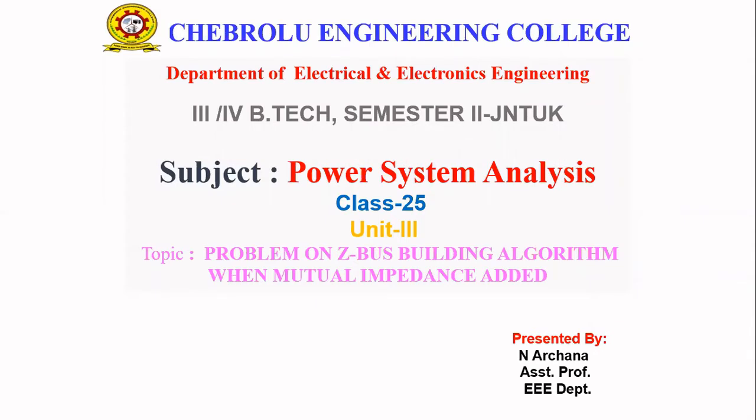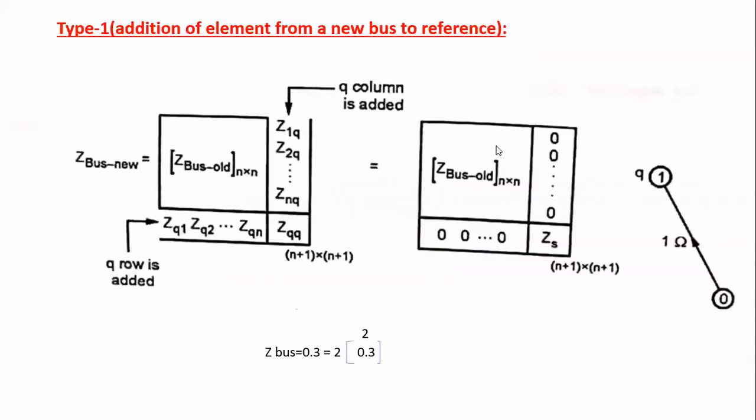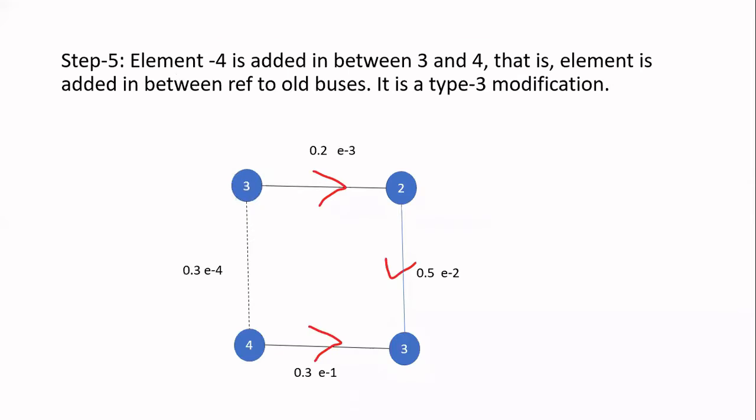Today we are going to discuss the Z-bus building algorithm when the mutual impedance is added. This is the continuation of the previous class. In the previous class we already discussed the problem related to the mutual impedance, and how we form the Z-bus matrix, which is observed in some steps. We already discussed up to step 4 and step 5. Now in the present class we discuss step 6.